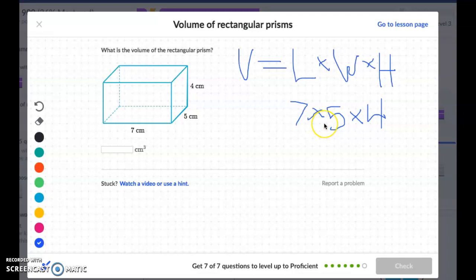So 7 times 5 is 35, and then 35 times 4. If you need to work that out, you can. I like to think 35 times 2 would be 70, and then you would do that twice, so 140. But you can definitely go ahead and just write out your 35 times 4 and solve it that way too. Okay, so again, any way that works best for you to figure out that final answer is going to be 140.